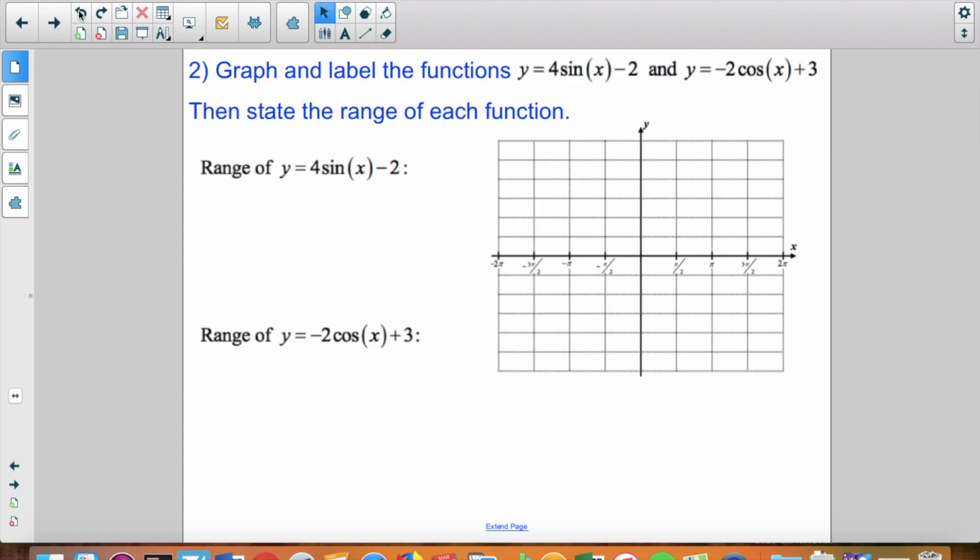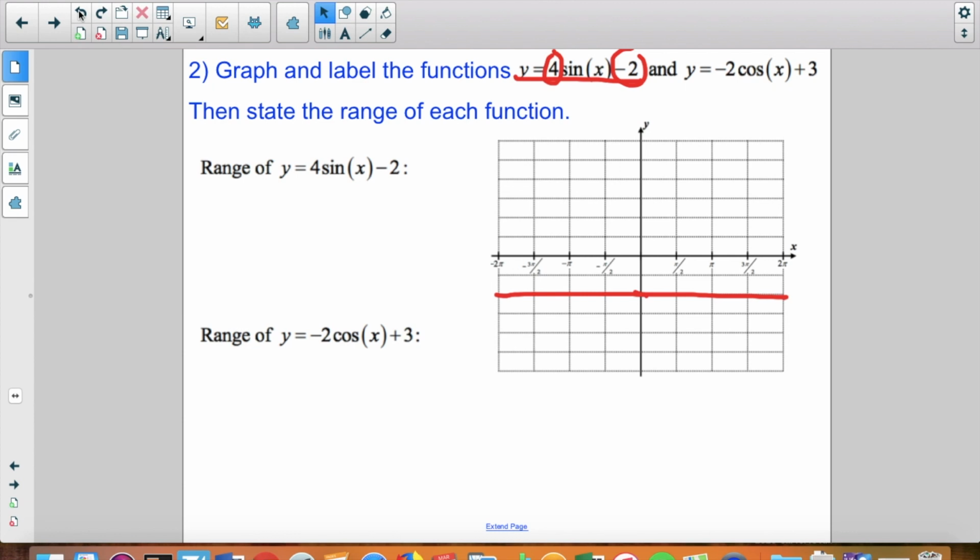Okay, let's look at another problem. It says to graph these 2 functions, then state the range for each of them. So let's first look at y equals 4 sine of x minus 2. First thing we have to plot is our midline. Our midline is at negative 2. So negative 2 is right here. Next thing, this is a sine, and our amplitude is 4.